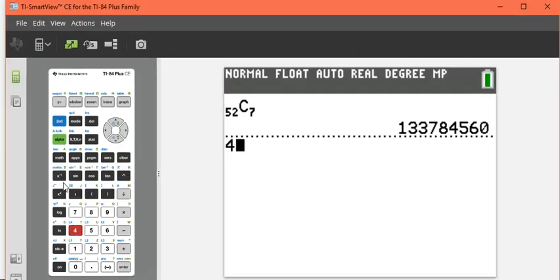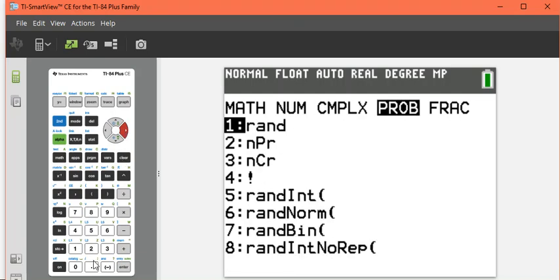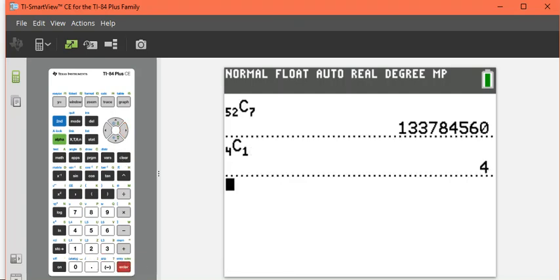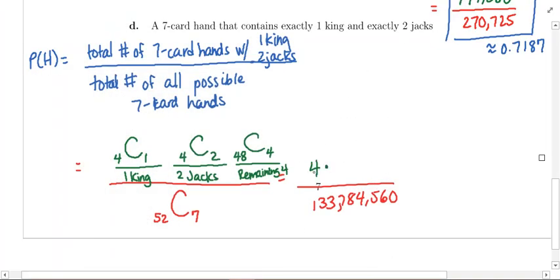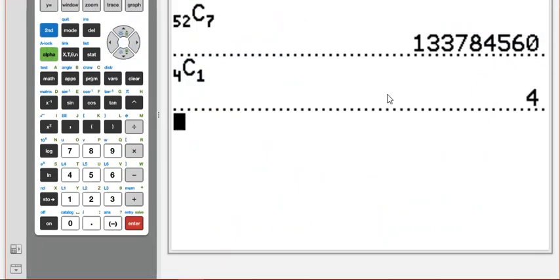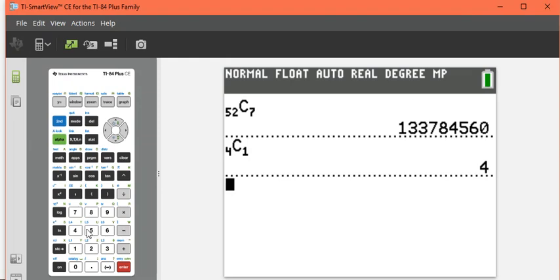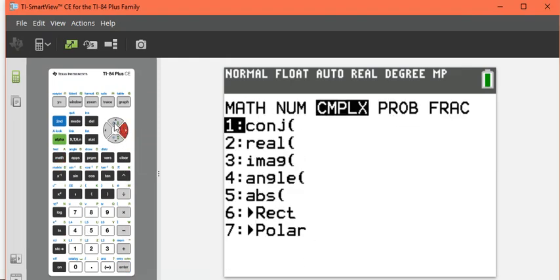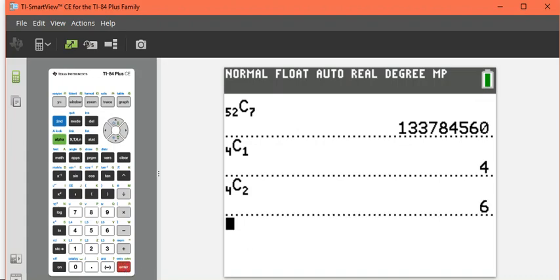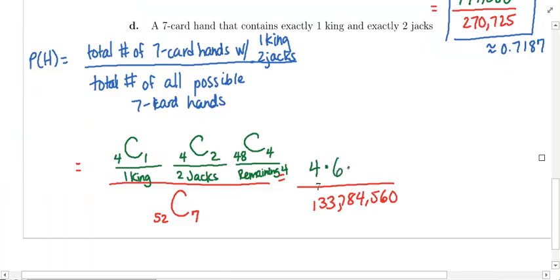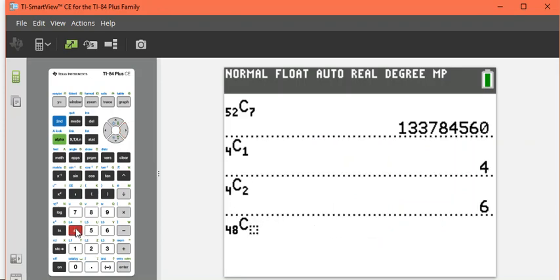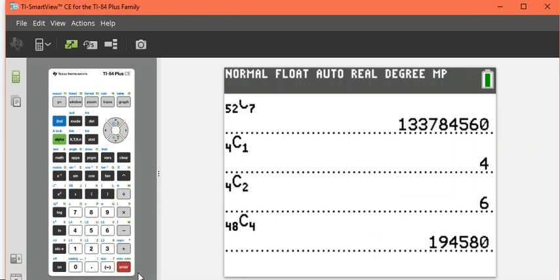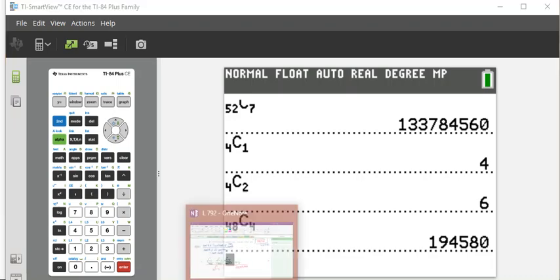We're going to do 4 choose 1. That's going to give us 4. That's the first combination that we're looking at. Now we need to do 4 choose 2, and that's going to be 6. And then the last combination is 44 choose 4, and that will give us 194,580.